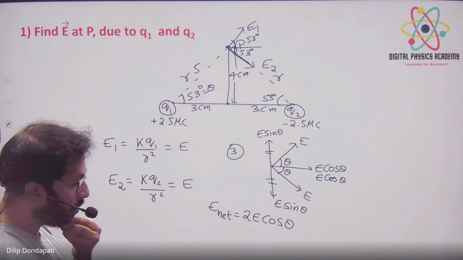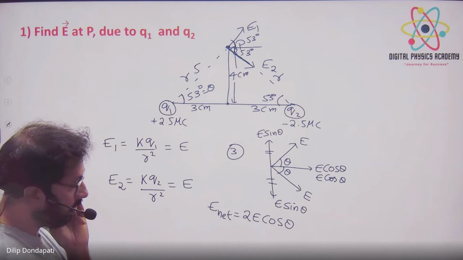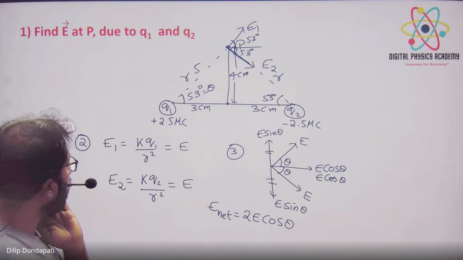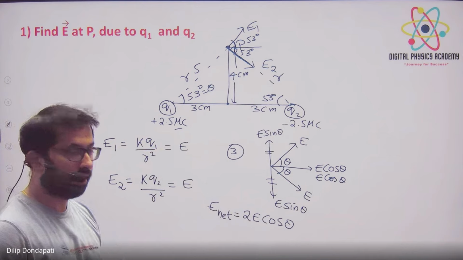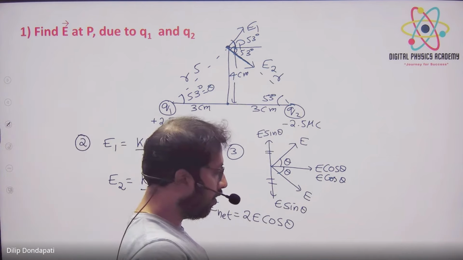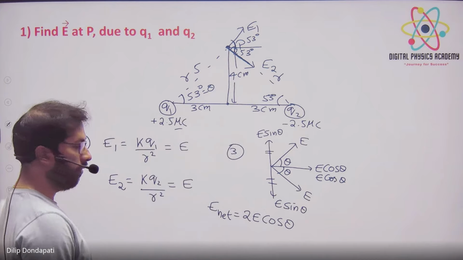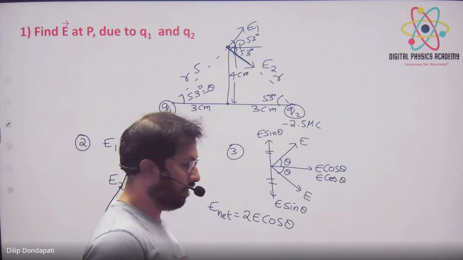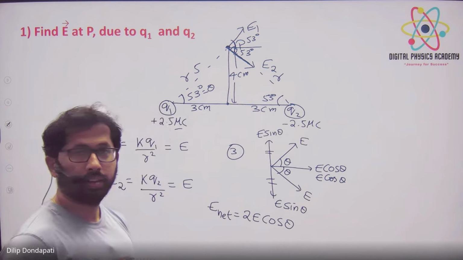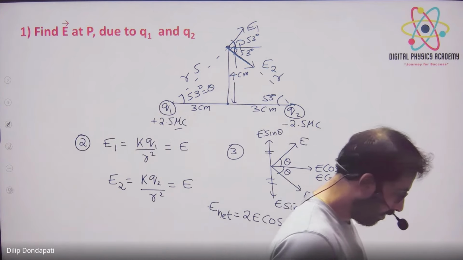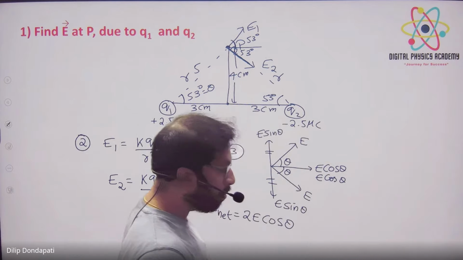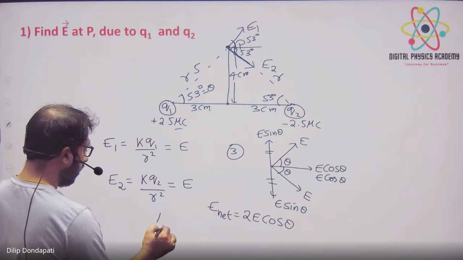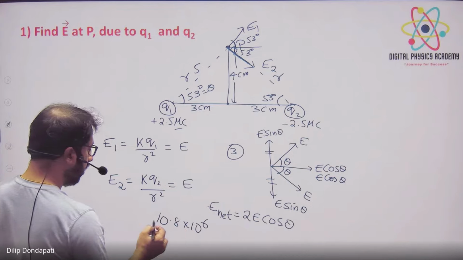So 27 into 10 power 9. And this is microcoulomb, right? 10 power of minus 6, no? And K value, no, 9 into 10 power of 9. 1080. Yes, correct. Into 10 power of 6. So 10.8 into 10 power of 6 is the answer, 10.8 into 10 power of 6 Newton per coulomb.